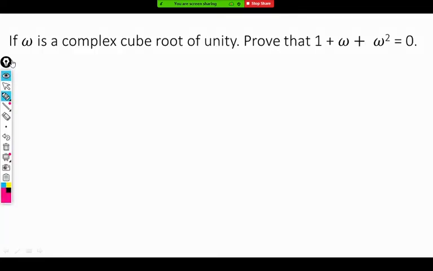So the question is like this: if omega is a complex cube root of unity, prove that the sum of the roots of unity is 0. This is always true, not only for cube roots of unity, it is for fourth roots of unity also. If you find all four roots of unity and add them, you will get the sum of the roots of unity is always 0. But right now, the question asked is for cube root of unity. So first of all, find all these three roots of unity. You can start your calculation.